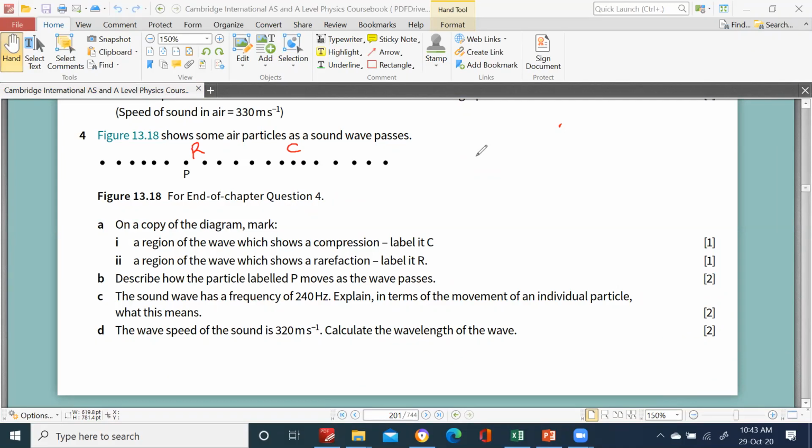So can you give part B a go? The particle spreads out, moves away from the other air particles, then moves closer to them together during the compression and moves apart from the rest during rarefaction.